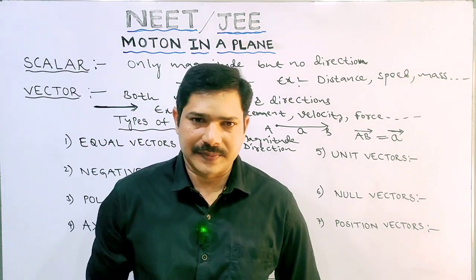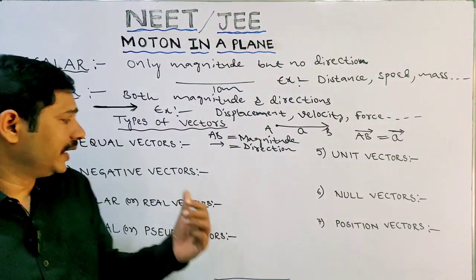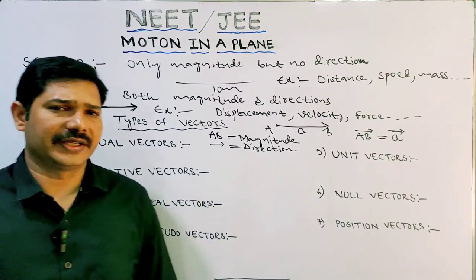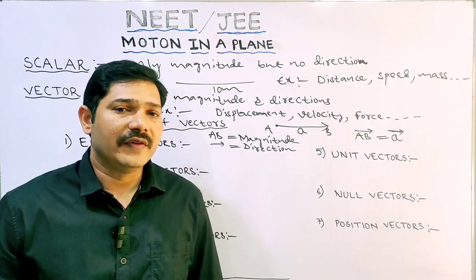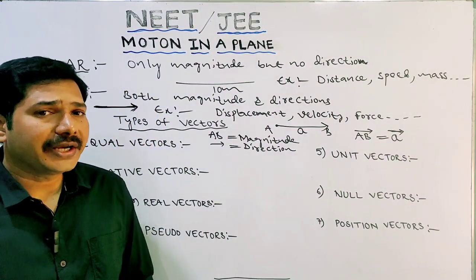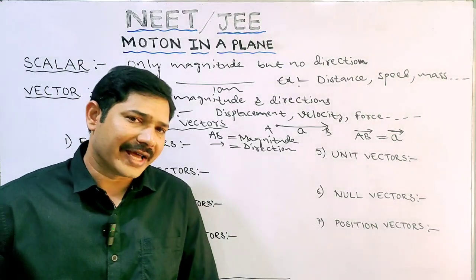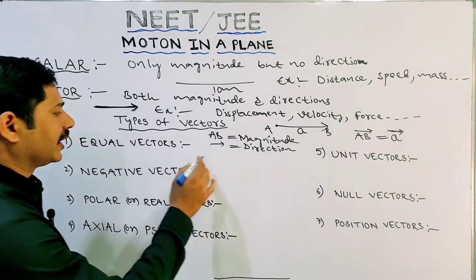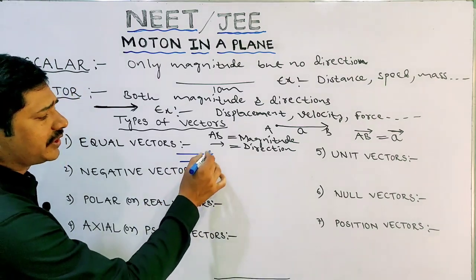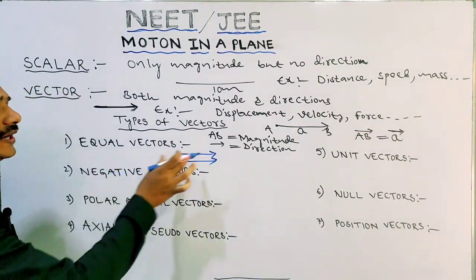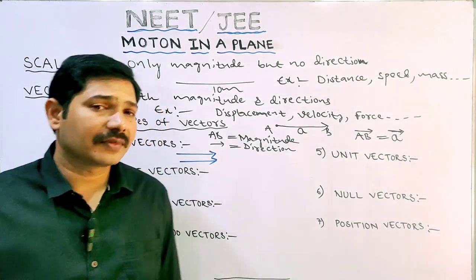How many types of vectors are there? The types we'll discuss now. The first one is equal vectors. Equal vectors means two vectors whose magnitudes and directions are both the same. Those vectors are called equal vectors.